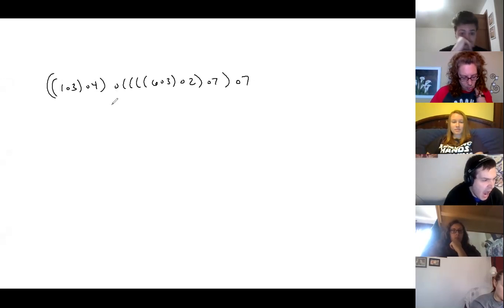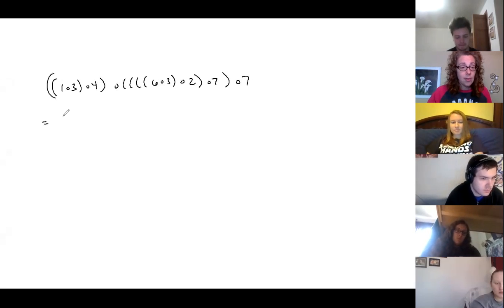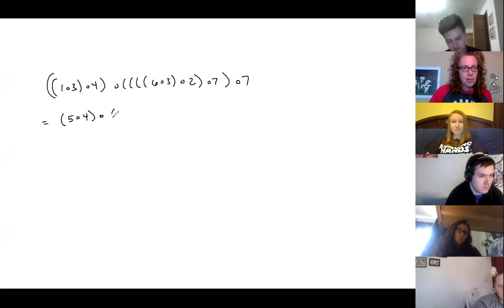Okay, so 1 circle 3 should end up being 5. Are we good with that? 5 circle 4. I wonder if I reversed you and put top inside. That might have been what happened. I might have reversed these. Okay, 6 circle 3 should be a 2. We're good with 6 circle 3 being 2. I'm getting nods. Okay, so 2 circle 2, circle 7, and then again circle 7.